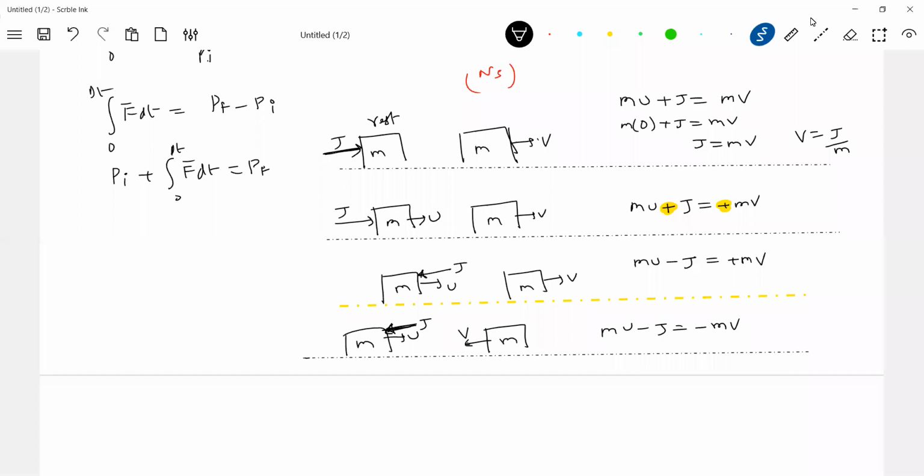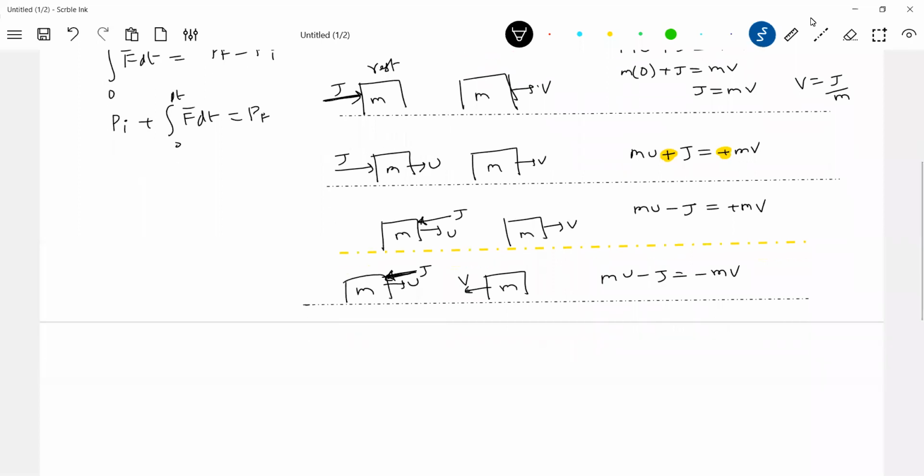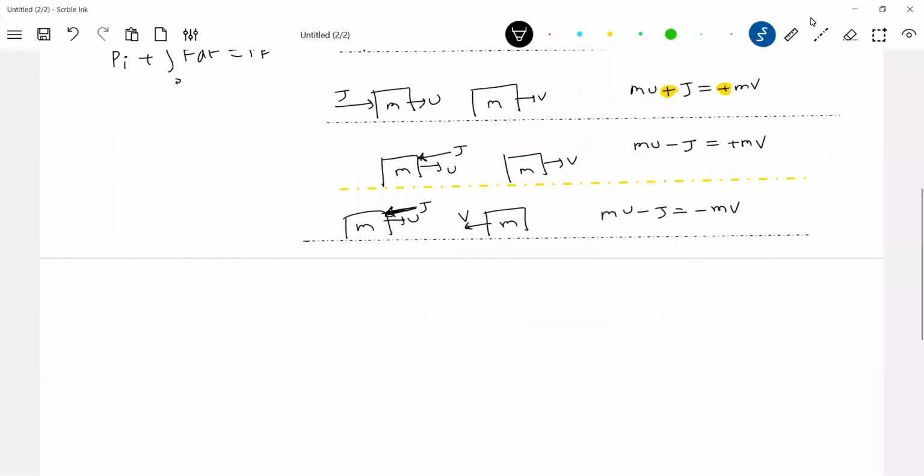Sir, what happens if the impulse doesn't act in the line of action of the initial velocity? So let's take the two dimensions. If an object is moving, let me cover it here only, so that when we go for two-dimensional collision, exclusively we need an idea of these things.